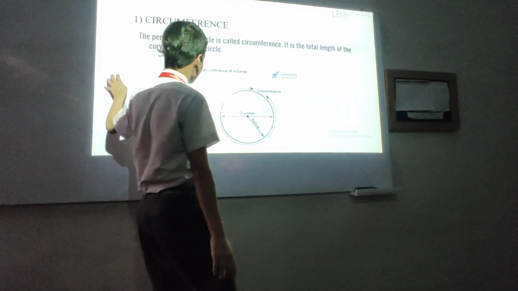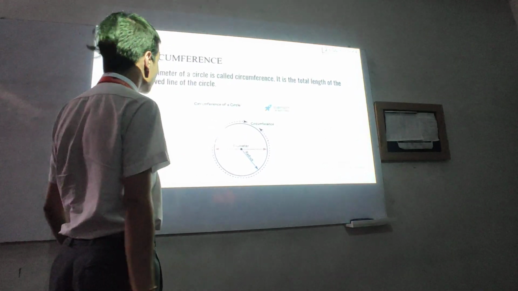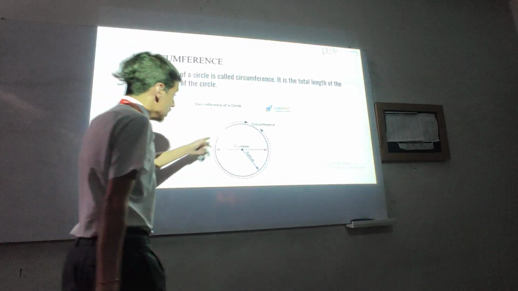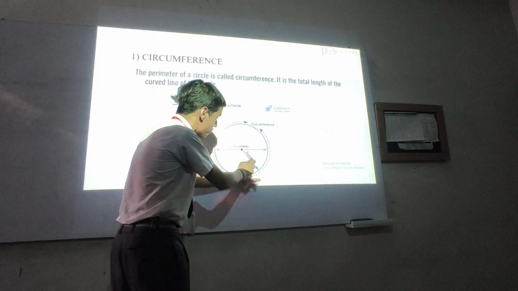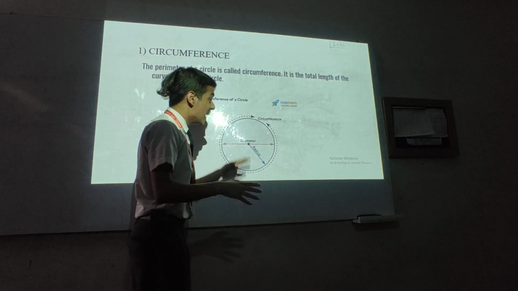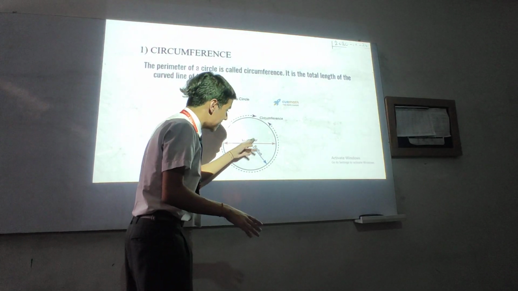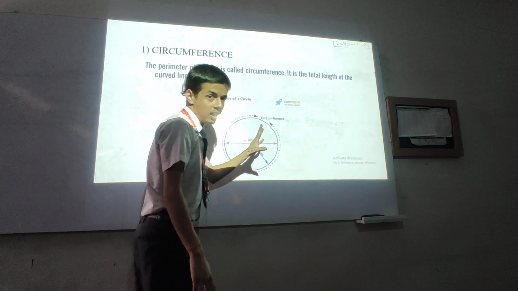Next slide. Circumference. The perimeter of circle is called circumference. It is the total length of the curved line of a circle. You see this curved line? It's its circumference. And as I said in my previous slide, any point on the circumference and the distance between it and its center is equal.